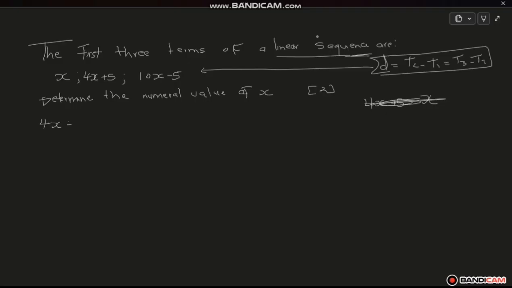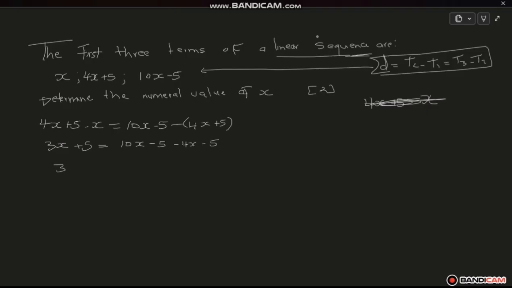Okay, 4x plus 5 minus term 2, which is x, equal to term 3, which is 10x minus 5. Therefore, we subtract the last term, the previous term, which is minus 4x plus 5. Therefore, you get rid of the brackets. Therefore, 4x there minus x is 3x plus 5. Then equal to 10x minus 5, distribute the negative, it will be negative 4x, negative 5.